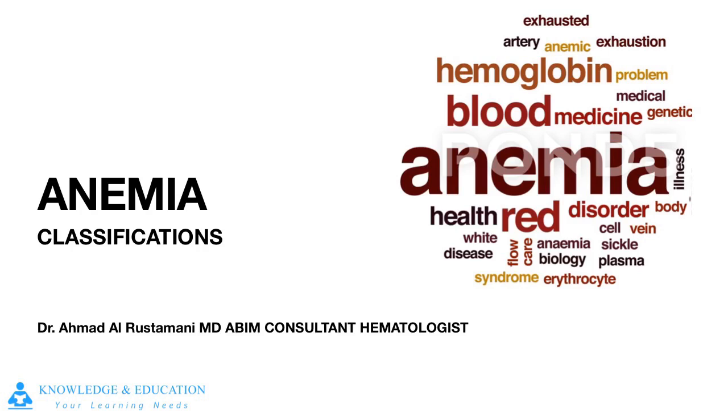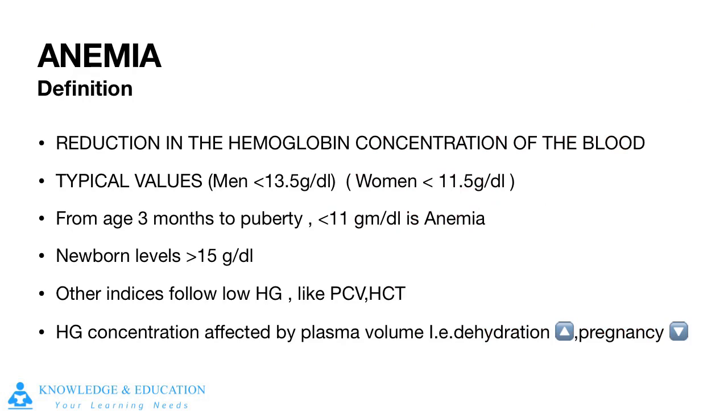So anemia is a common presentation to doctors usually, either GPs or surgeons or subspecialized people, and definitely one of the commonest presentations to hematology. The definition of anemia is basically a reduction of hemoglobin concentration of the blood. Typical values: men less than 13.5 grams, and whenever the hemoglobin level is less than 11.5 in females, it is considered to be anemia.